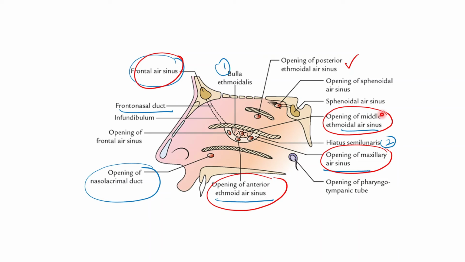So there are three ethmoidal air sinuses. Out of the anterior, middle and the posterior ethmoidal air sinus, the middle and the anterior ethmoidal air sinus open into the middle meatus, whereas the posterior ethmoidal air sinus is seen to open into the superior meatus of the lateral wall. So these are about the openings of the paranasal air sinuses.